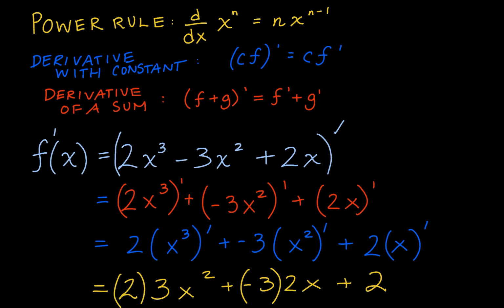So this becomes 3x squared upon applying the power rule to take the derivative of x cubed. Then we take down the negative 3, and the derivative of x squared is 2x. According to the power rule, the exponent decreases by 1, so there is an imaginary 1 here, and the derivative of x is just 1.